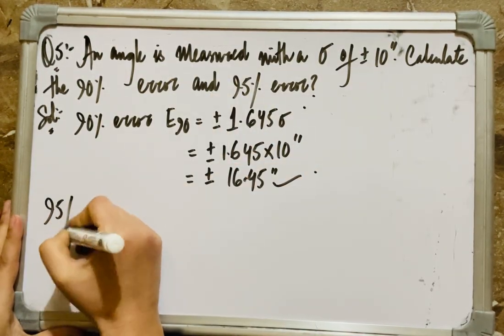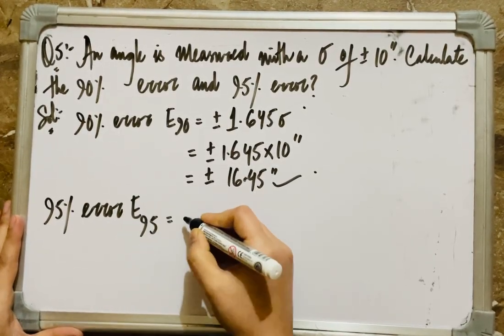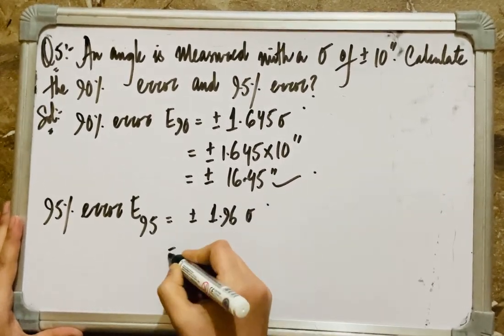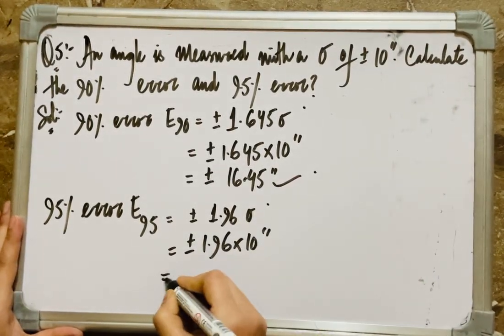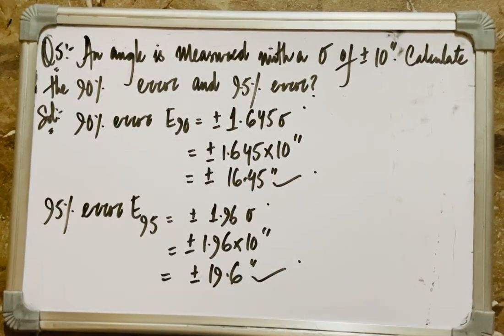The 95% error is expressed as E95 and it's equal to how much? Plus minus 1.96 times the standard deviation. So it's plus minus 1.96 multiplied by the standard deviation. So it's plus minus 19.6 seconds. All right, so I calculated both the 90% error and the 95% error as well. My 90% error is equal to plus minus 1.645 times the standard deviation, and my 95% error is equal to plus minus 1.96 times the standard deviation. All right, moving on, let's do the next one.